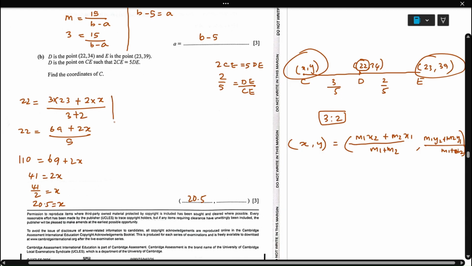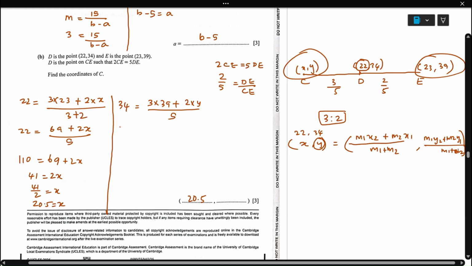Same thing, now we are going to find the y value. For y, just equate to this part. The point D, 22 and 34, is the point dividing the line, so that's why first I took 22, now 34. 34 equal to the same thing, m1 y2, which is 3 times 39, plus m2 y1, which is 2 times y, over m1 plus m2, which is 3 plus 2, 5.